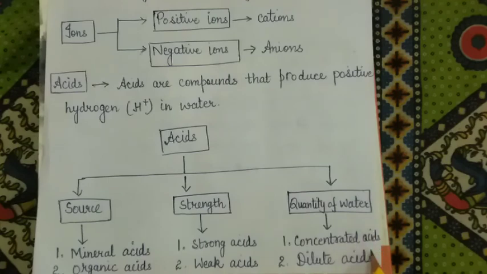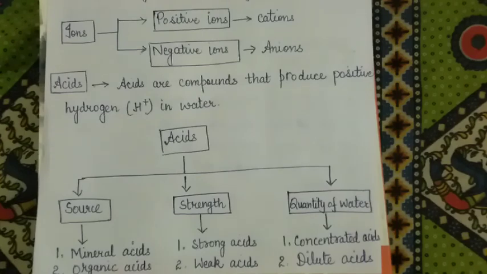Next is quantity of water: concentrated acids and dilute acids. Concentrated acids are those acids which contain a lesser quantity of water dissolved in them. That means less water, more acid. Sulfuric acid is usually found in concentrated form. Next we have dilute acids. The acids which are dissolved in a large quantity of water, that means more water, less acid, are known as dilute acids.